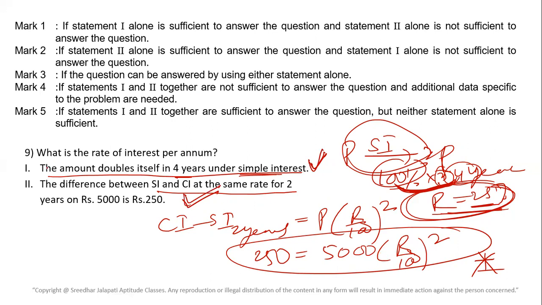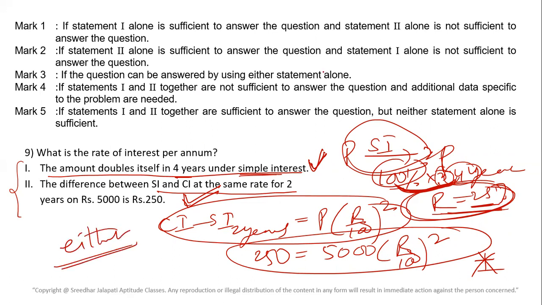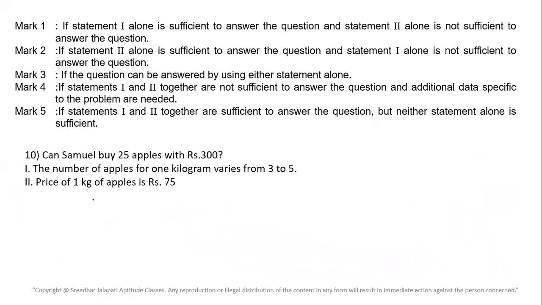By the way, to answer this question, you must know something about SI and CI, because without knowing this formula, it is not easy to answer this question. So therefore, the answer is either of the statements alone is sufficient to answer the question, that is option 3. 1 alone is giving you the rate of interest, 2 alone is giving you the rate of interest. Right? Yes. Next question.